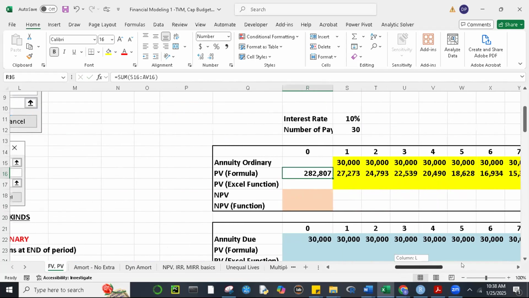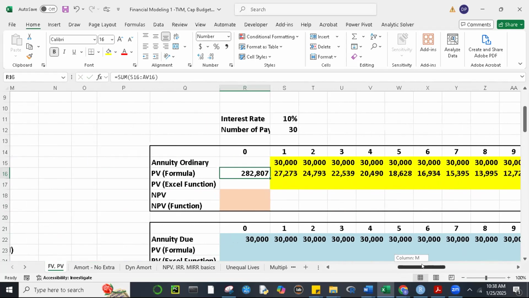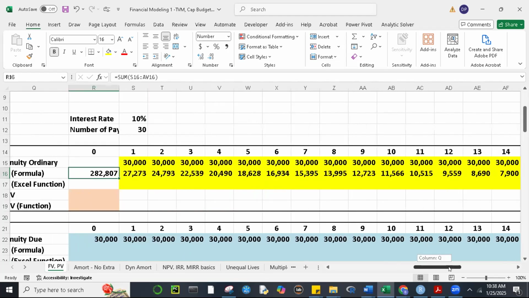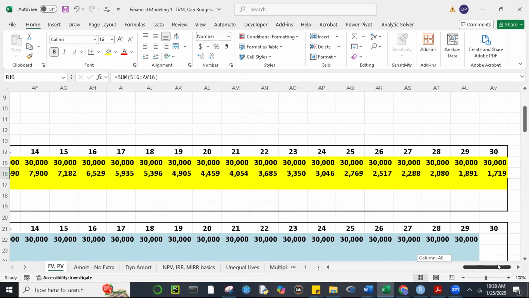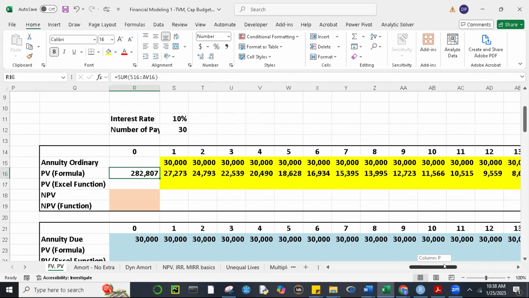Again, the question, which is better? 282,807 now or 30,000 after 1 year for 30 years, ordinary annuity, if the rate of return is 10%? The answer is we are indifferent. We are indifferent to choosing between 282,807 or 30,000 for the next 30 years at 10% because they're equivalent cash flows.